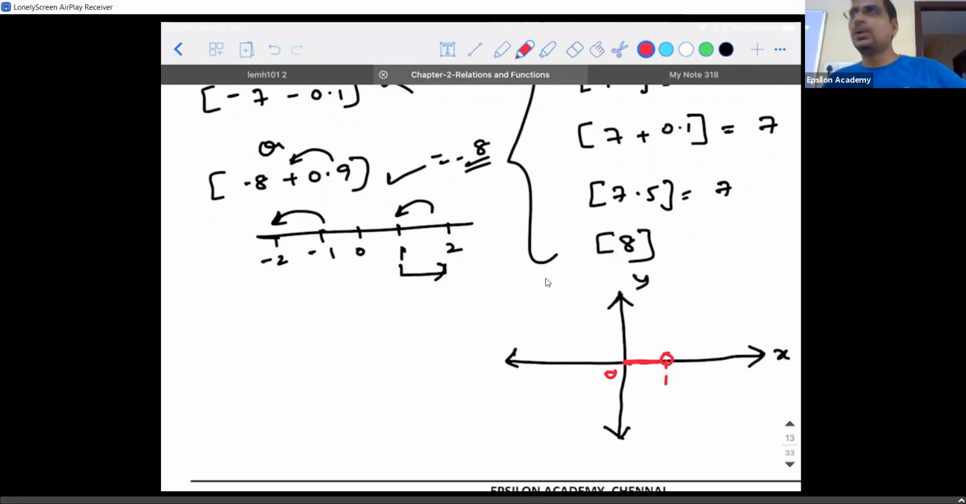It will break, and the graph gets shifted. Exactly when I substitute 1, what is the greatest integer of 1? 1. Greatest integer of 1.11 is 1. This will start here and it will go till 1.9999 something. At 2, it will again break. That is why there is another open circle.